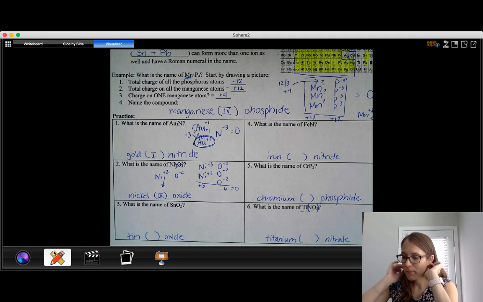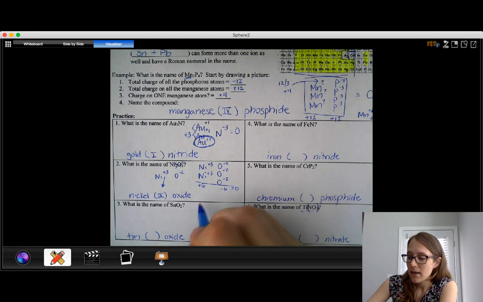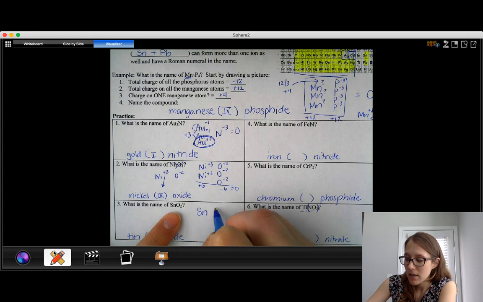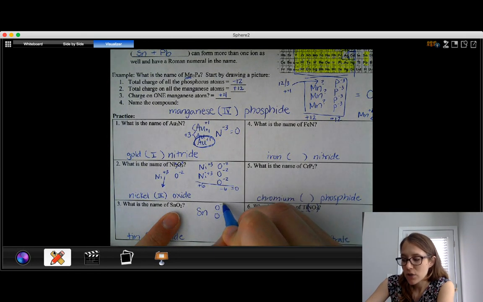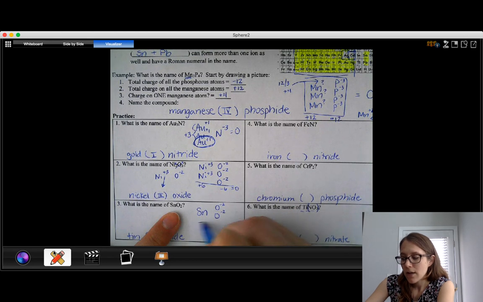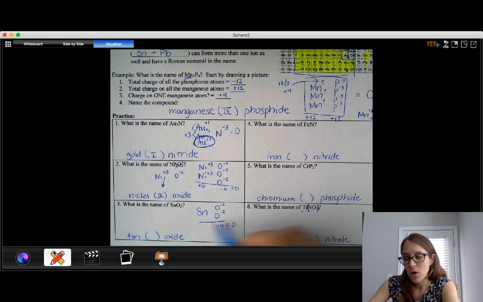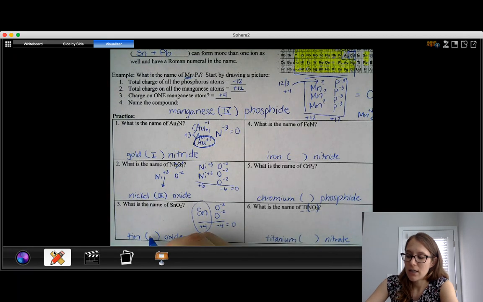Okay. For number 3, we have tin oxide. So we have 1 tin and 2 oxygens. We just set up here oxygen's a -2. So that gives us -4 so far. And we know that the whole compound should equal 0. So this one needs to be +4, and there's just 1 tin. So our tin here must be a charge of +4.